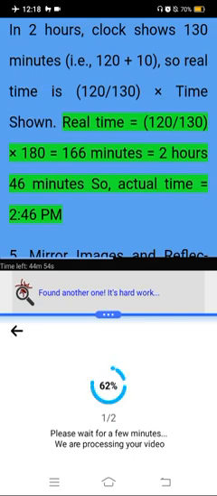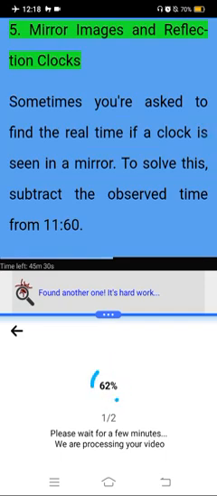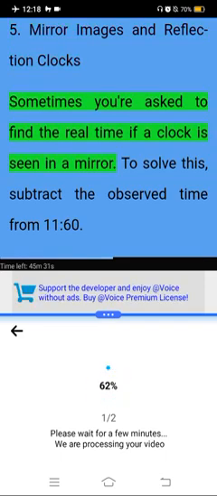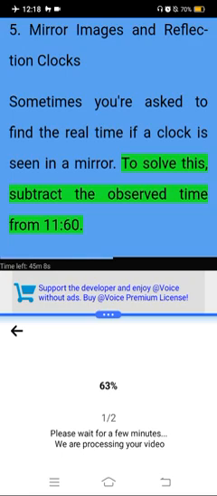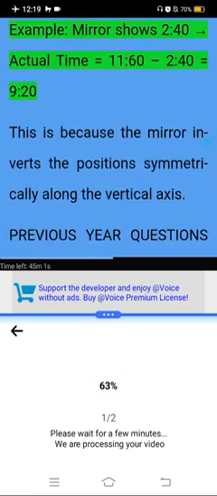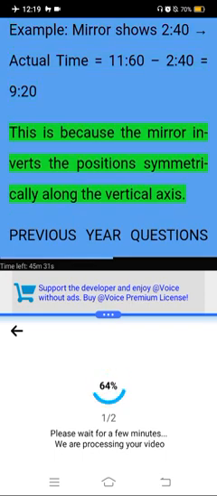5. Mirror images and reflection clocks. Sometimes you're asked to find the real time if a clock is seen in a mirror. To solve this, subtract the observed time from 11:60. Example, mirror shows 2:40, so actual time = 11:60 − 2:40 = 9:20. This is because the mirror inverts the position symmetrically along the vertical axis.